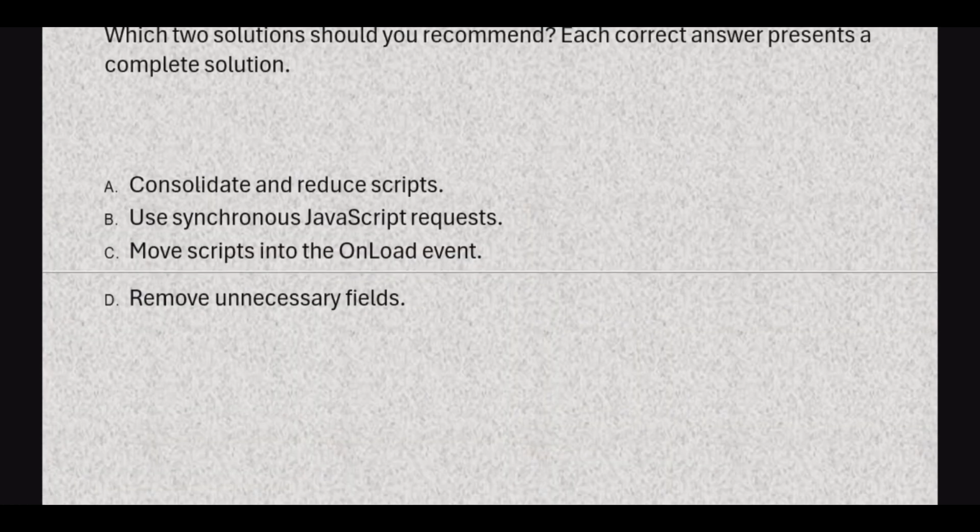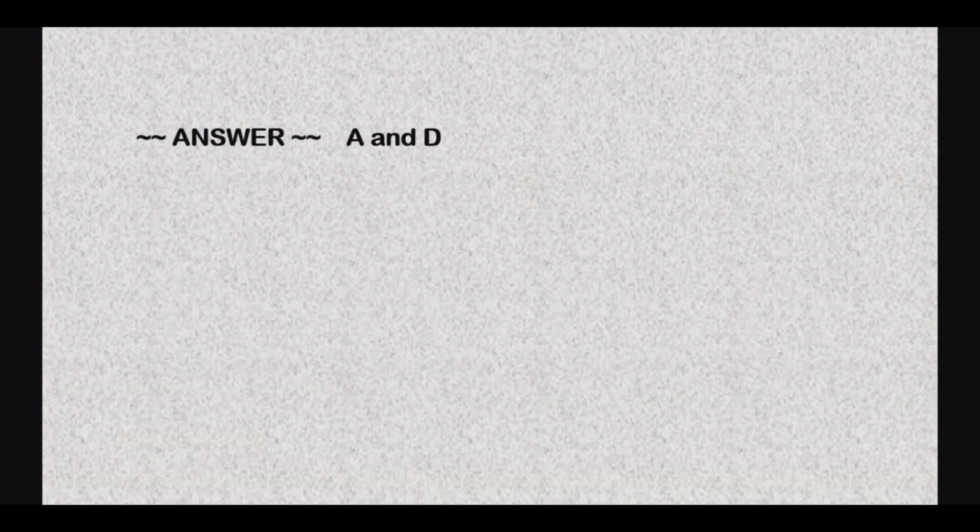The options are: option A, consolidate and reduce scripts. Option B, use synchronous JavaScript requests. Option C, move script from the form into the onload event. Option D, remove unnecessary fields. The correct answers are options A and D.